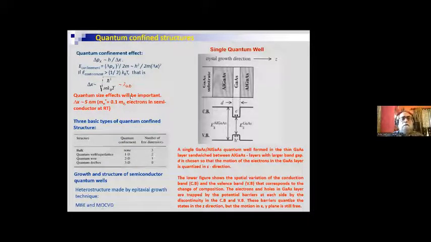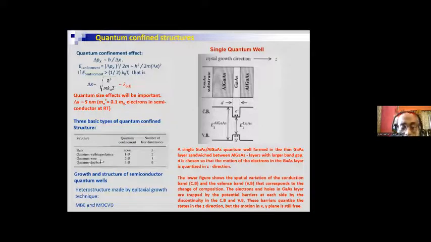Now we can see there are three basic types of quantum confined structures. For the bulk, we know there is no confinement, so the number of free dimensions is 3. So the electron can move in all directions, x, y, z. And for the quantum well structure or superlattice structure, I'll be talking about superlattices in a minute, the electron is confined. The electron is free to move in 2 directions and restricted in 1 direction. So confinement is only in 1 direction.